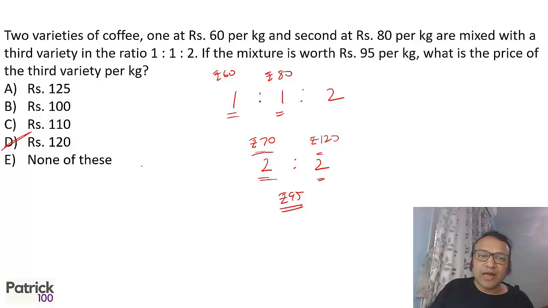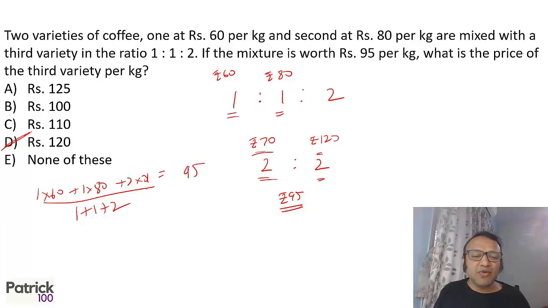You can use the weighted average method: 1 into 60 plus 1 into 80 plus 2 into x, divided by 1 plus 1 plus 2, equal to 95. But whenever you write an equation, you take a longer time, so I normally prefer using simple techniques that will help you be faster. Even a little bit of time that you save can help you build your score a lot.